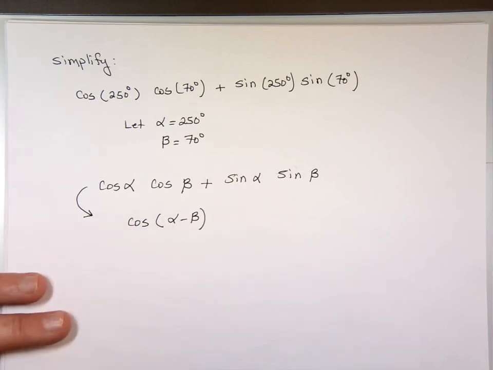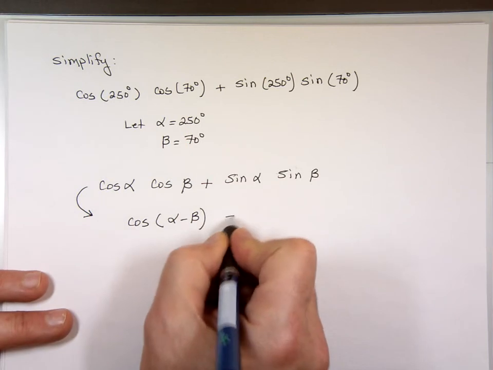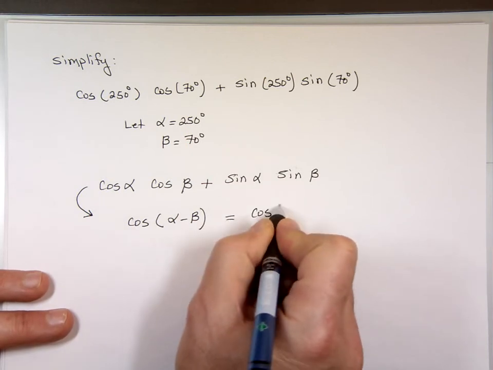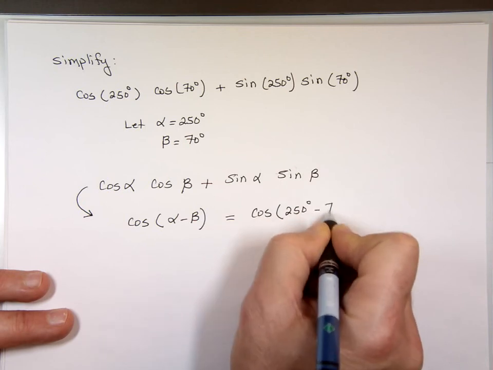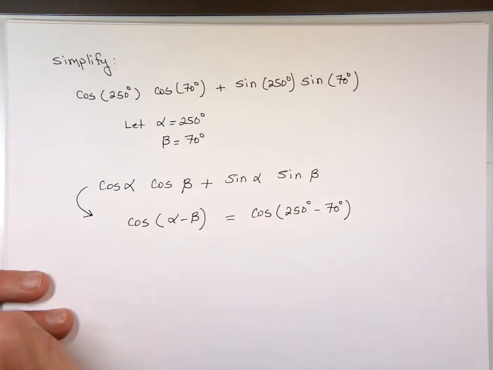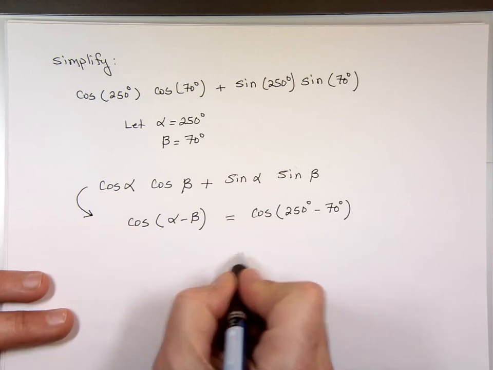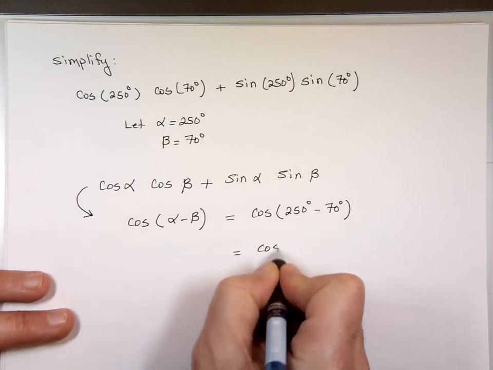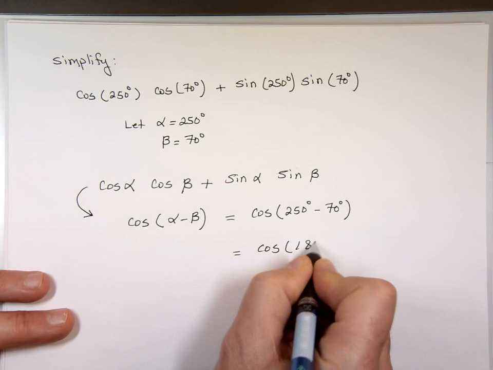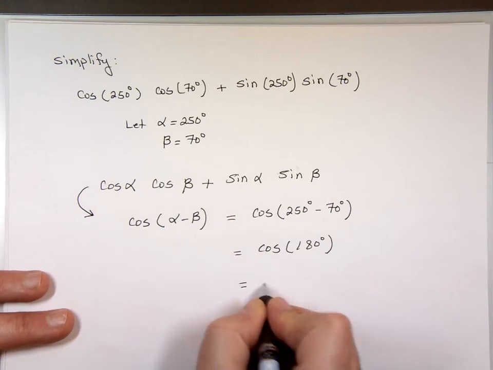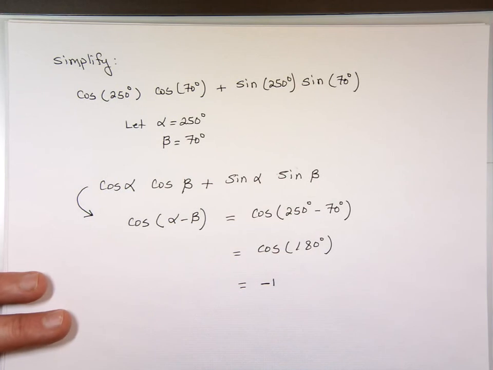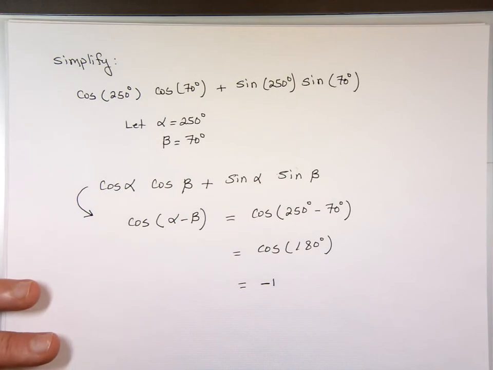That'll be cosine 250 minus 70. What's 250 minus 70? Is that 180? Again, if you have that unit circle with you, you can look at the 180, and that's a negative 1. So the answer to that problem is negative 1.